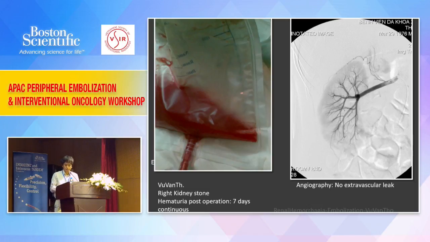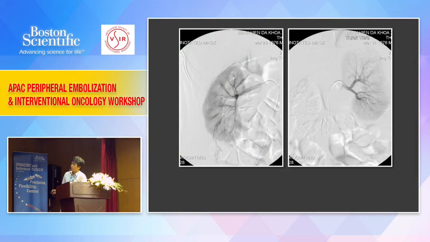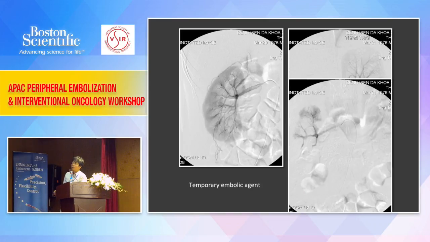And in that case, after the discussion with the surgeon, we performed one kind of embolization, but with a transient embolic agent, that means the gel foam. The quality of the image is not good enough, but we can see that the artery is totally occluded by the temporary embolic agent. Happily, this patient clinically got better.